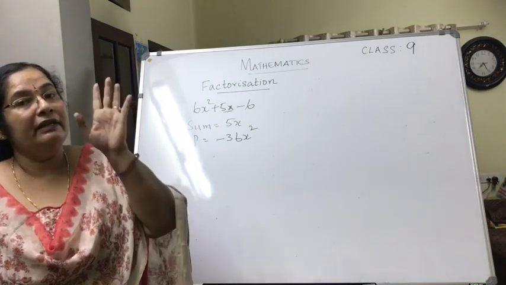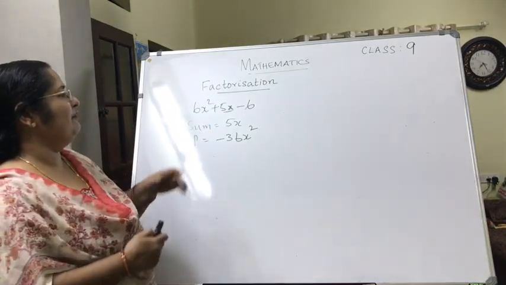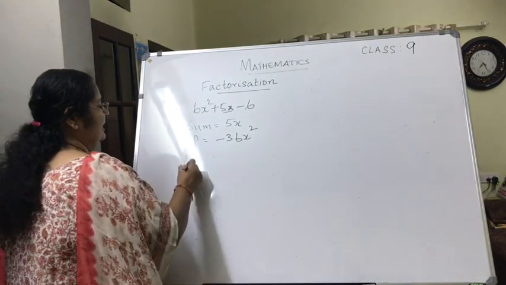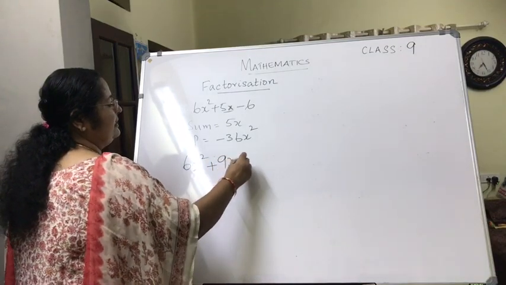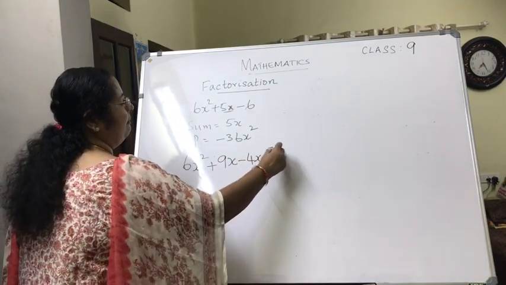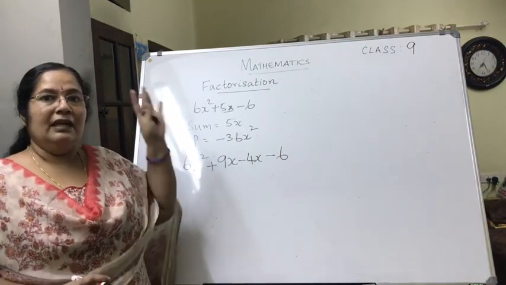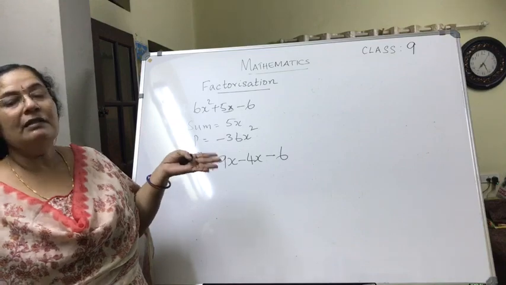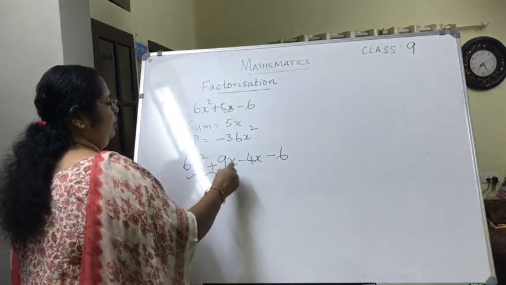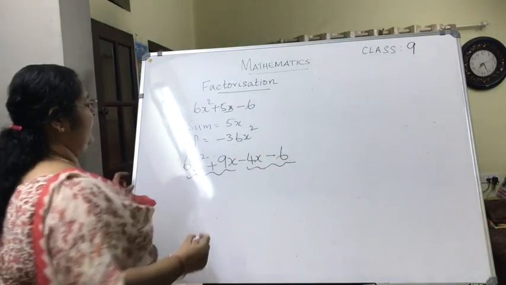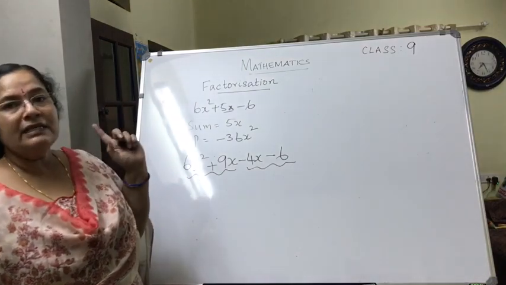Now which one will be negative? The smaller one. So you will be splitting this 5x and writing it as 6x square plus 9x minus 4x minus 6. 9x minus 4x is 5x. 9x into minus 4x is minus 36x square. Now what is the next step? You are going to group it. So you are having 6x square plus 9x as one group, minus 4x minus 6 as another group.